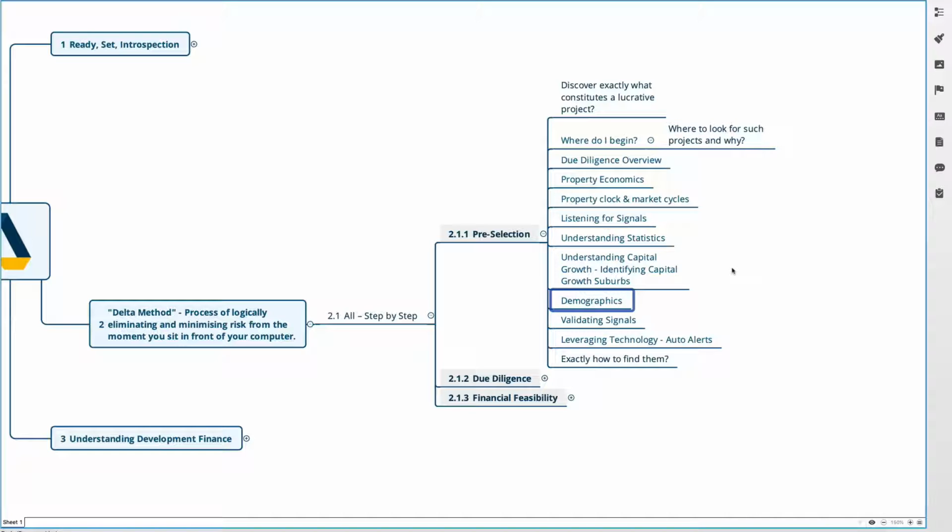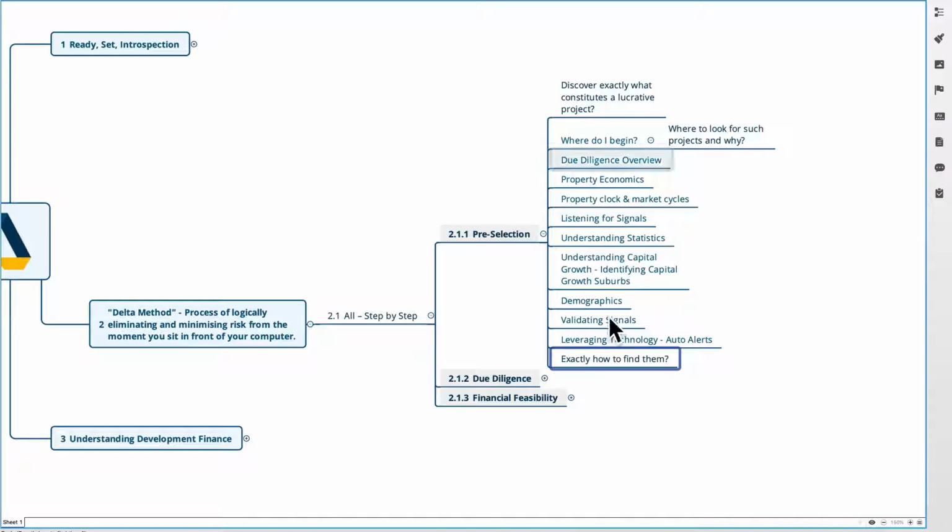So yeah, we get into demographics and validating different signals. These are all the signals that we are listening for, and it's all done technically. It's all done online. We validate these signals, and we leverage technology. We set up all sorts of different auto alerts so that we are notified if there is something going on in our area. And we talk about exactly how to find your deals and so on.